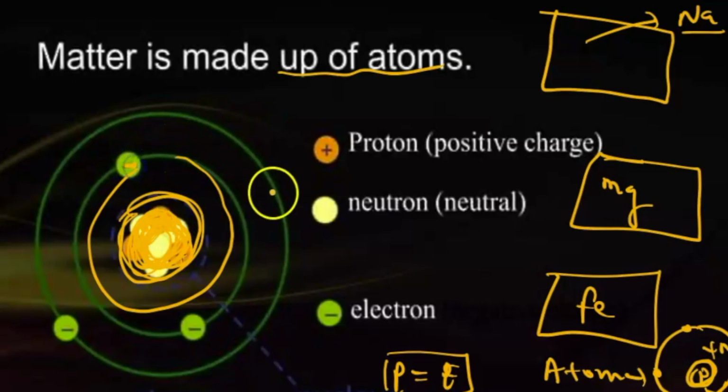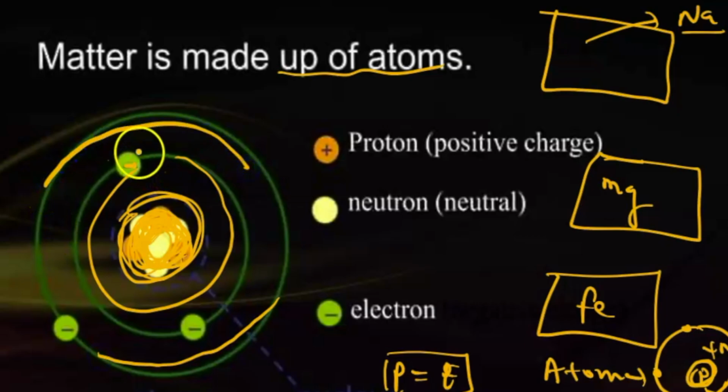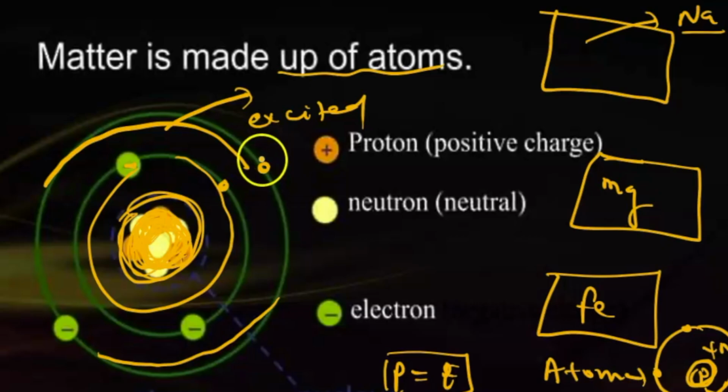The electrons are revolving in a definite path according to some scientists. And these electrons can go out of their shell, which we can call coming to the excited state, because this one is the ground state, and the second one we can call excited.